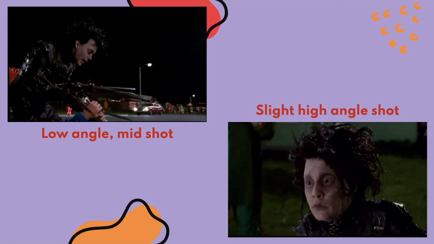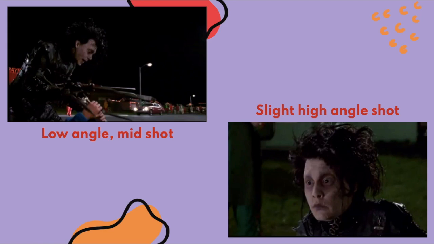So in the top left hand corner, you've got a low angle mid shot. It's a low angle because the camera is placed directly or a little bit below Edward, so it's angling up at Edward, and it's a mid shot because you can see Edward from his torso upwards. Now, I think that this low angle mid shot makes Edward look like he's in power.